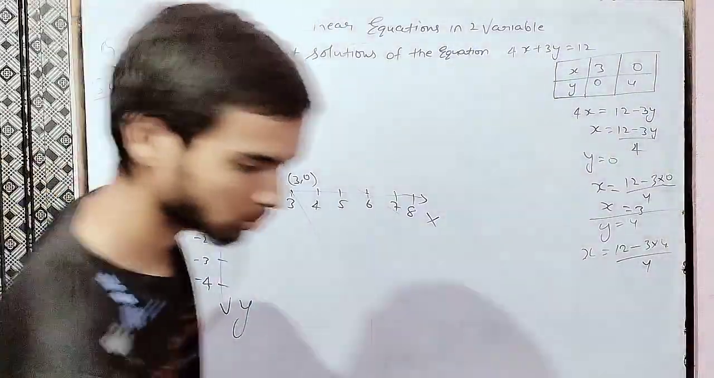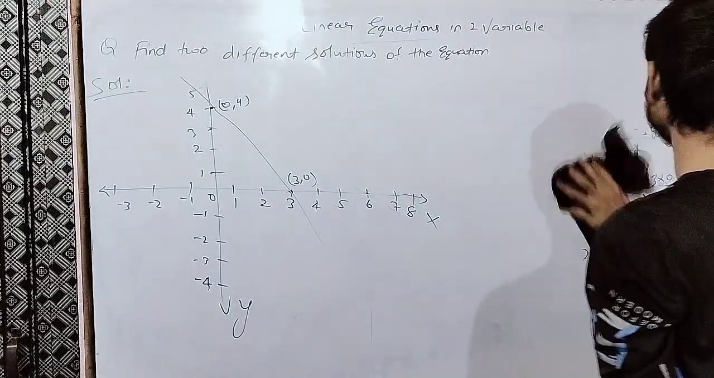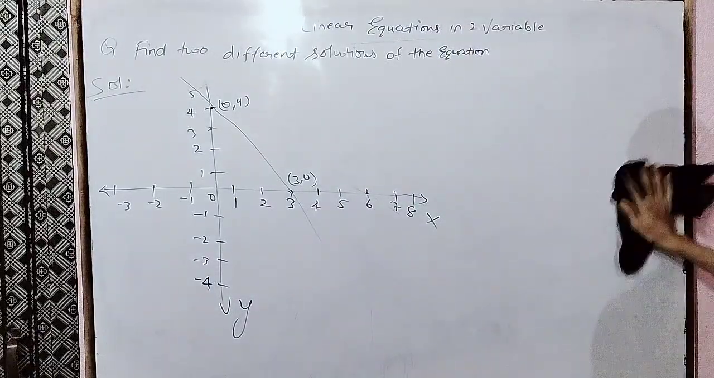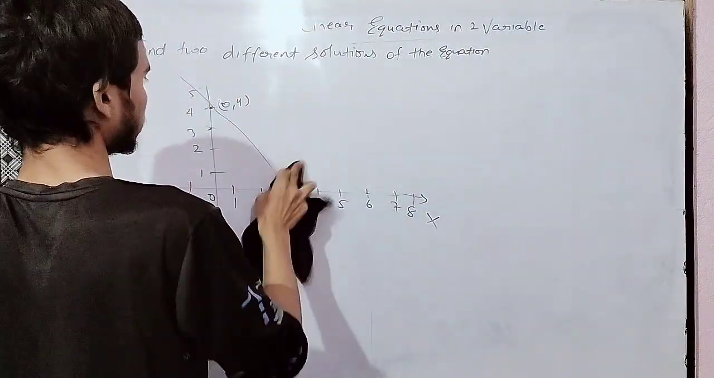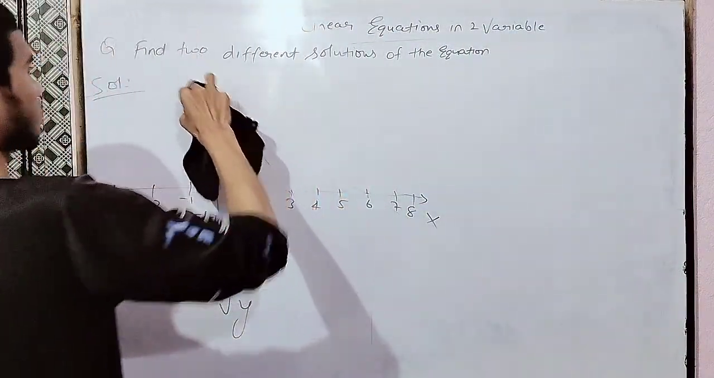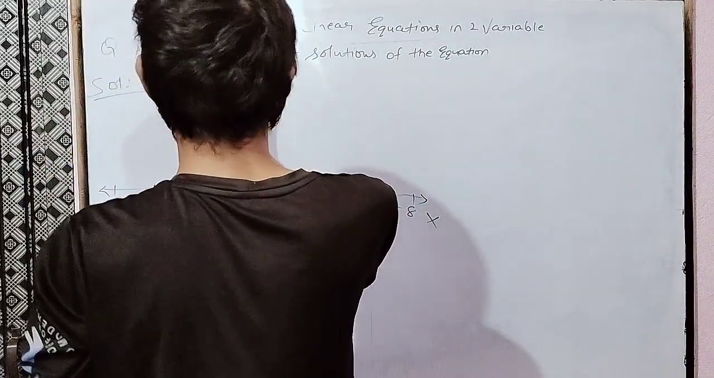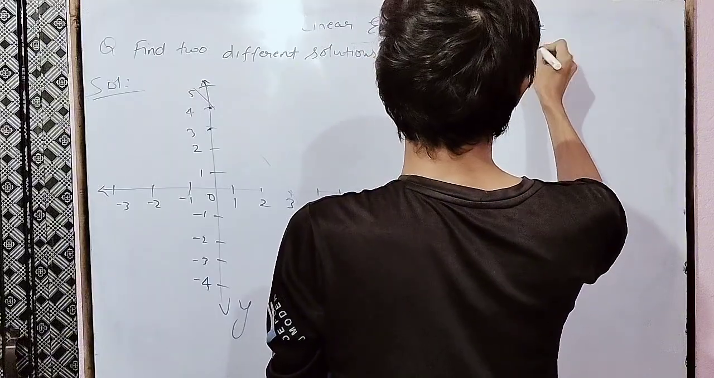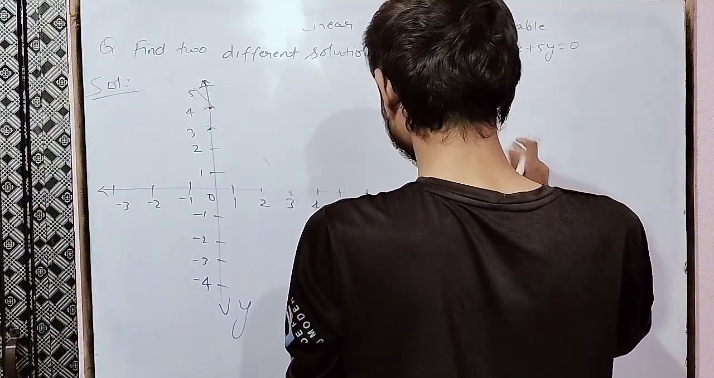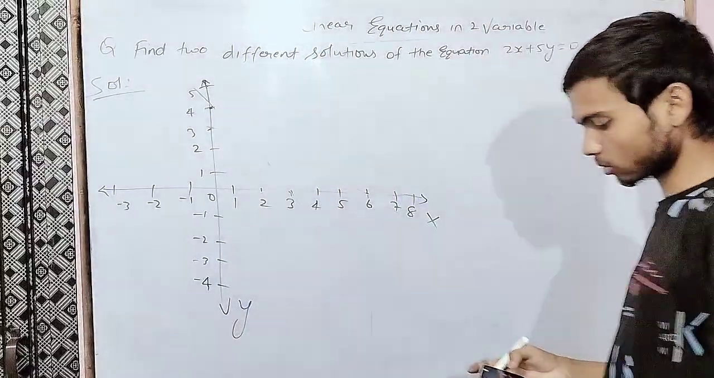Now next question is what? We have to find two different solutions of the given linear equation. The equation is 2x + 5y = 0, and we have to find two different solutions.